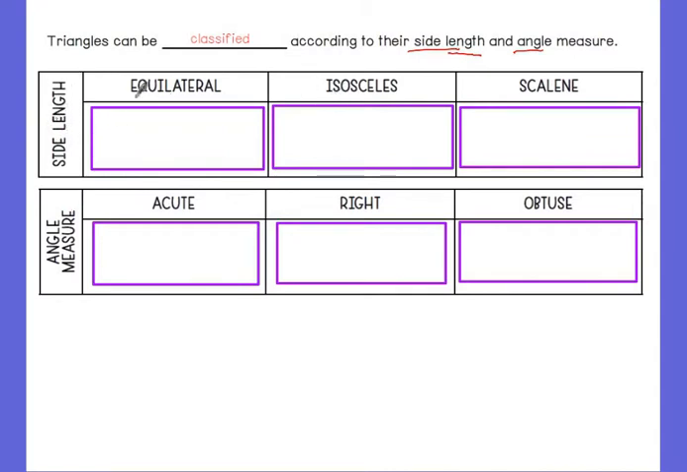Looking at side lengths, we can have an equilateral triangle. That is a triangle that has three sides that are all equal. These little tick marks, the one tick marks, mean all three of these sides are equal. Notice this says all three sides are, and it used the congruent symbol. So all three sides are congruent or equal. Equilateral sounds like equal. That's how I remember it.